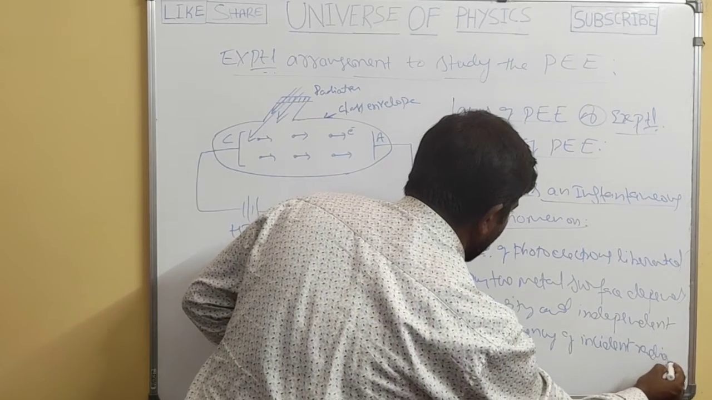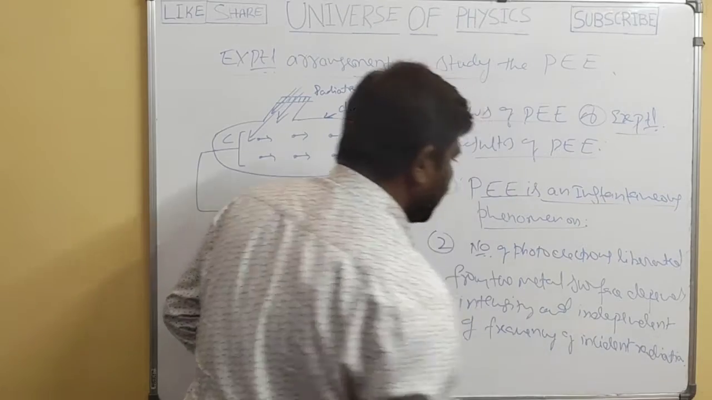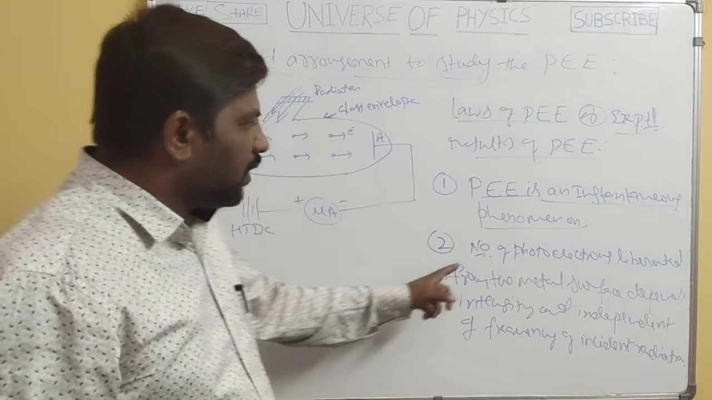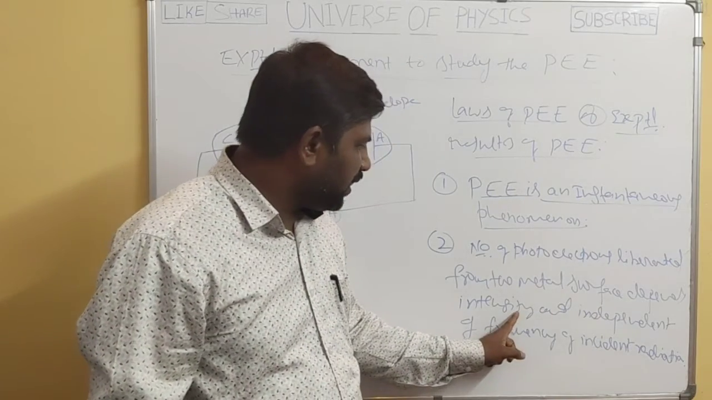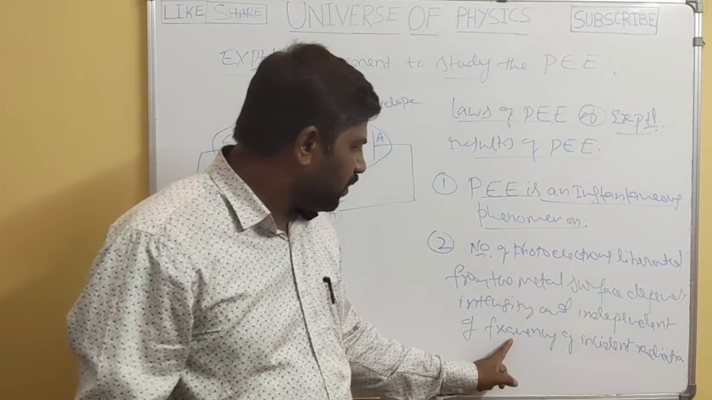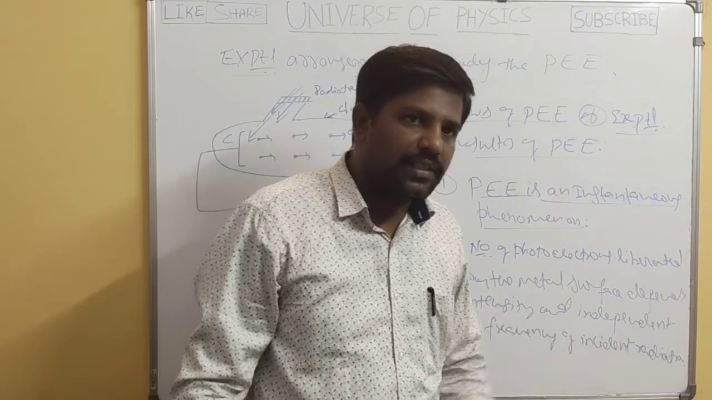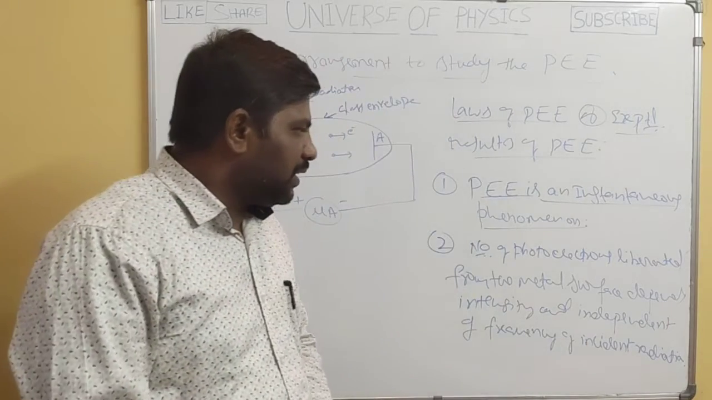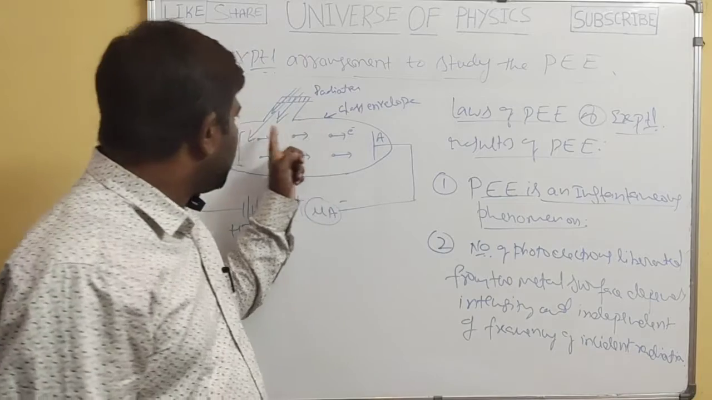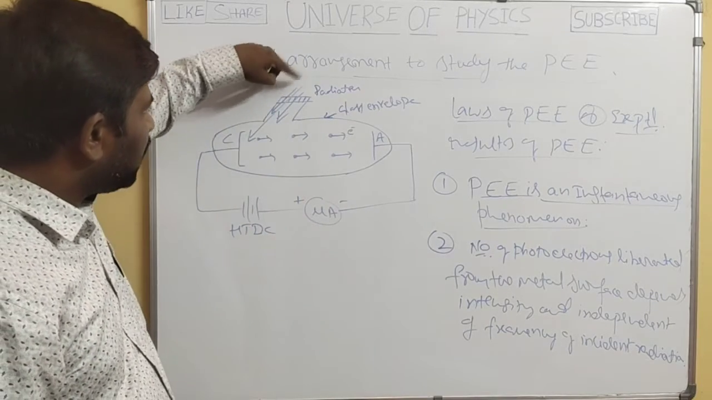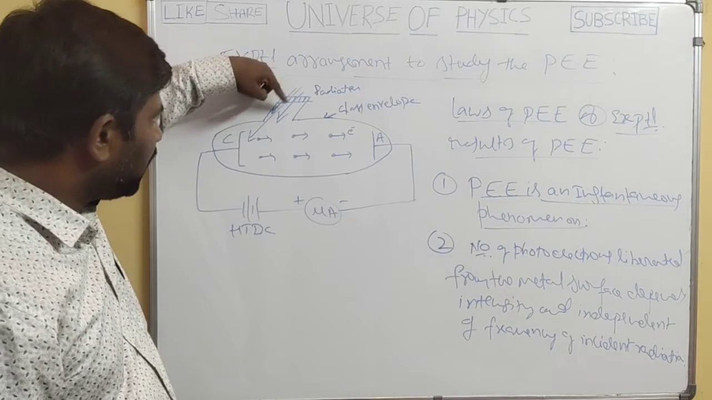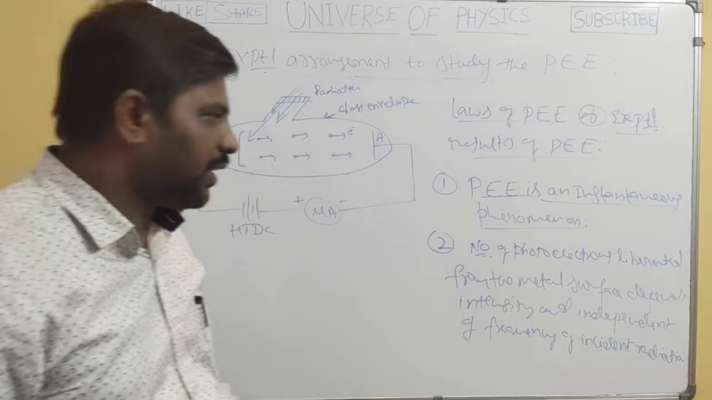That is, the number of photoelectrons liberated from the metal surface depends on intensity and is independent of the frequency of the incident radiation. It means the number of photoelectrons liberated from this metal surface depends only on the intensity of the incident radiation, and it does not depend on the frequency of the incident radiation.